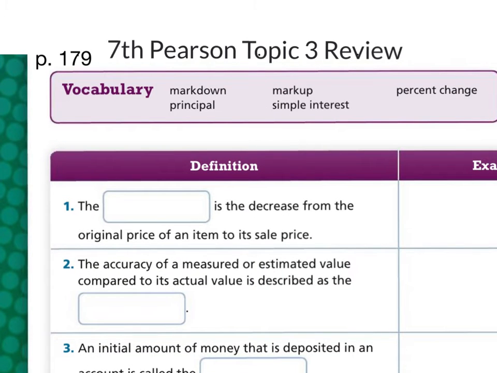So number 1, the blank is the decrease from the original price of an item to its sale price. So since we're talking about a decrease, the price is going down, this would be the markdown. The markdown, it's how much it changed price-wise.